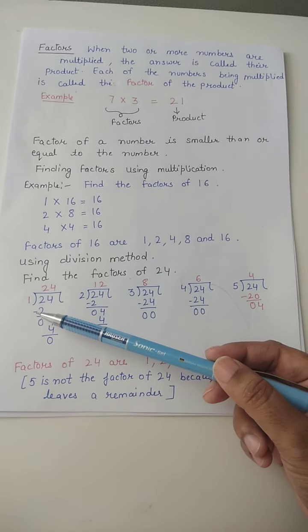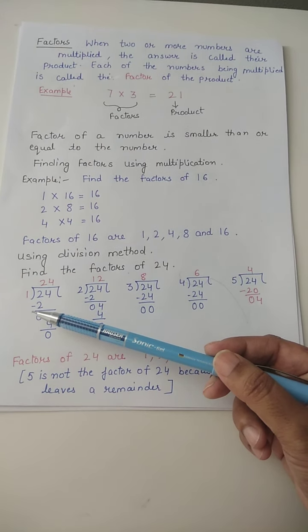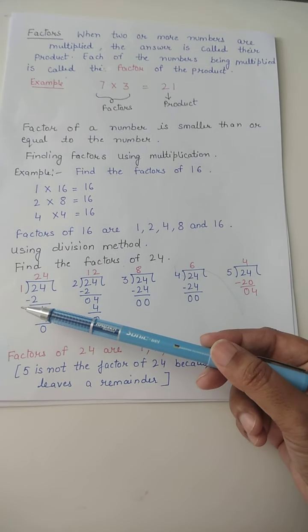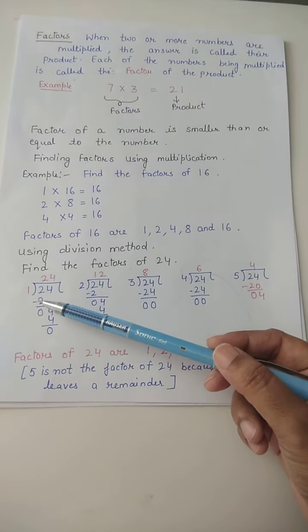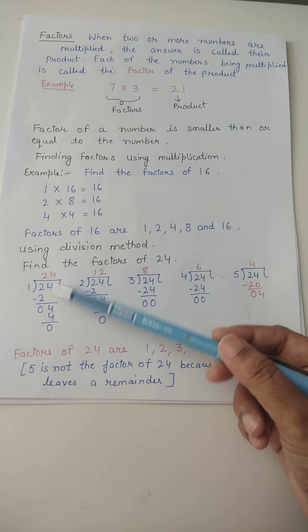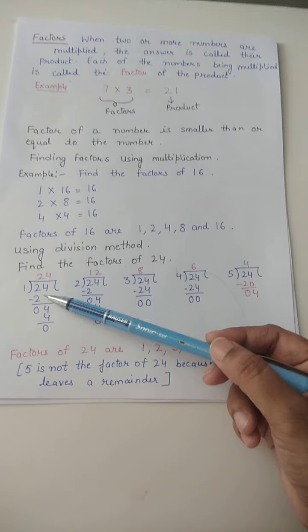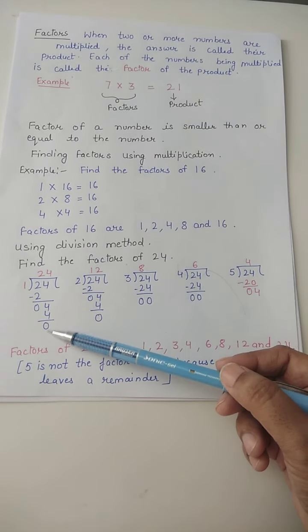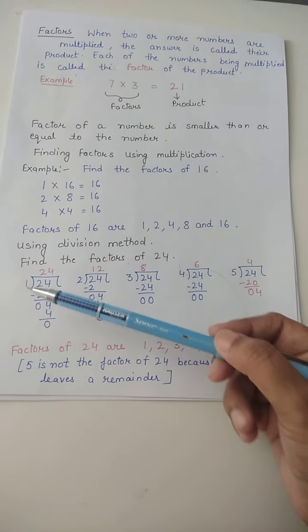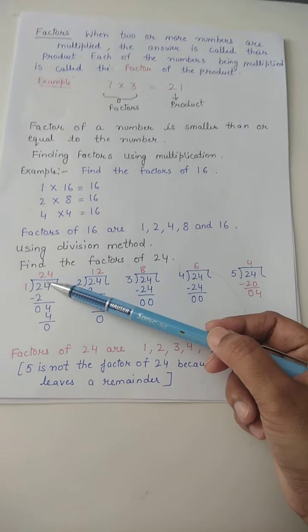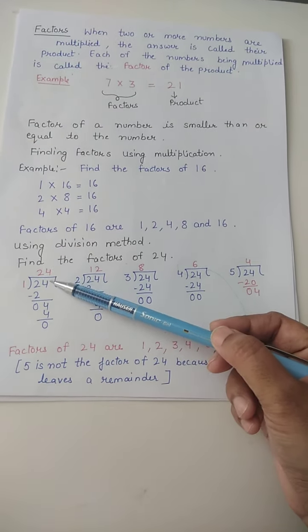Always, like in the multiple, where we start multiplying with 1, here also, to find the factors, we always start from 1. So 1 dividing 24. 1 2s are 2, then 1 4s are 4. So what is the answer coming? 24. One more thing: when you are dividing by a number and the remainder is coming 0, then we can say the number by which we are dividing is a factor of the given number. So here 1 is a factor of 24.